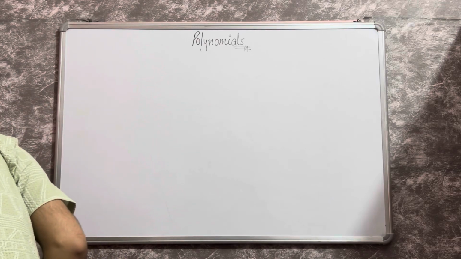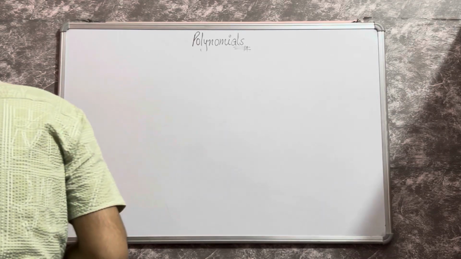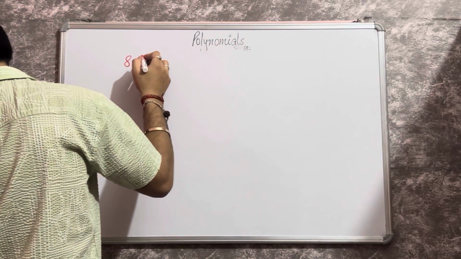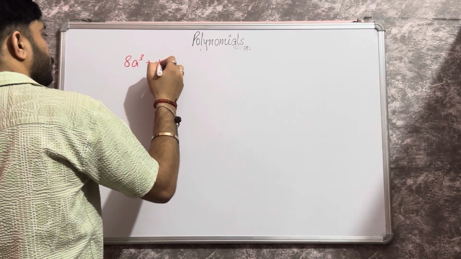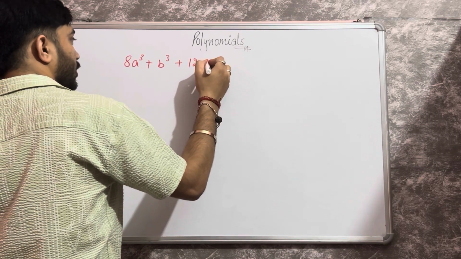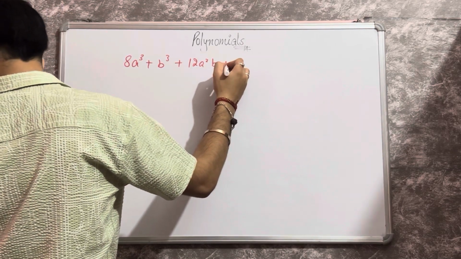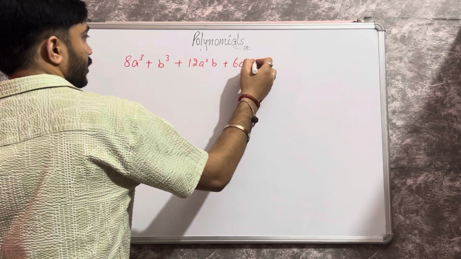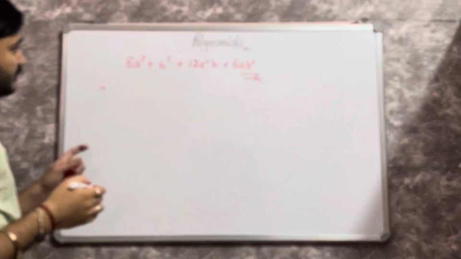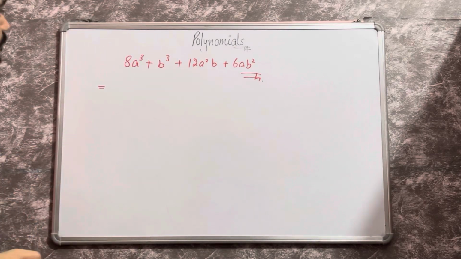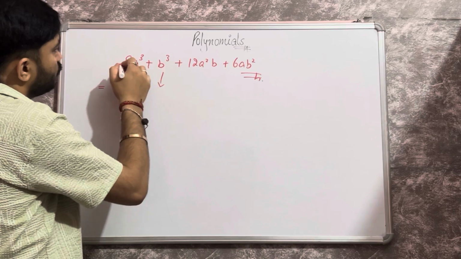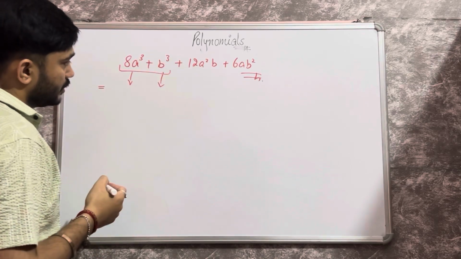What if someone has given you 8a cube plus b cube plus 12a square b plus 6ab square and asked you to find the factors of it or factorize it? So you have to do what? Just take the first two terms of it in which the cube is there.